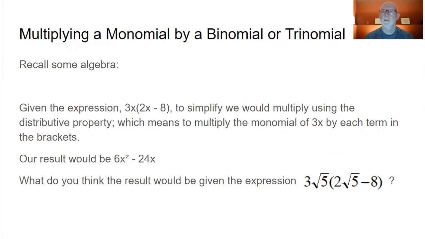Let's take that line of thinking into working with radicals and multiplication of radicals, because it follows the same thinking. So what do you think the result would be given this expression? In essence, what I've done is I've taken these x's and replaced them with root 5 right here. I kept the coefficients the same. So what would the result be here?